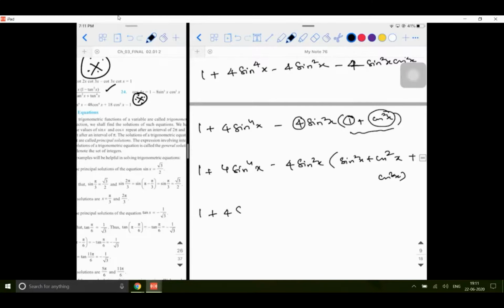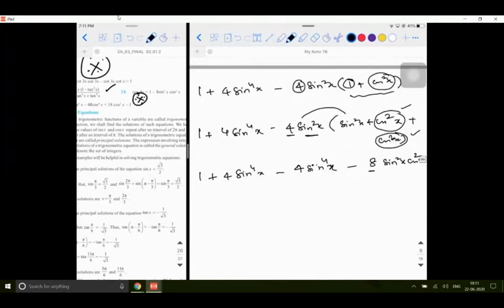So 1 plus 4 sine power 4x minus 4 sine square x into sine square x. What is it? 4 into sine square x into sine square x is sine power 4x, minus. Cos square x plus cos square x is how much? It is 2 cos square x, right? So 4 into 2 cos square x will give me 8 sine square x cos square x, because 4 into 2 will give me 8. I already have sine square x, I already have cos square x. So 8 sine square x into cos square x.